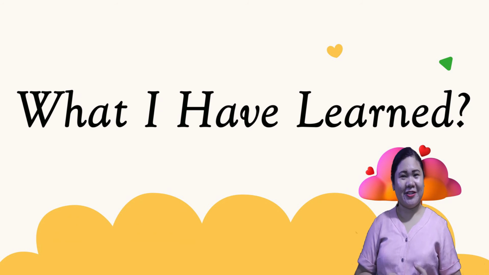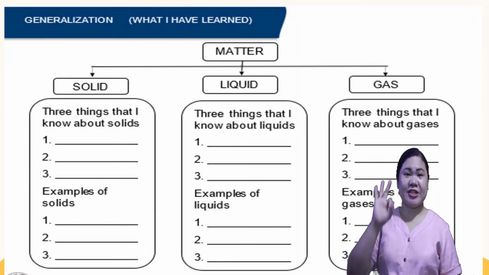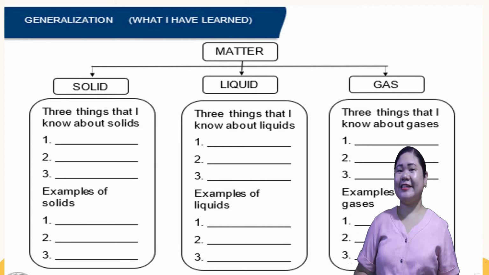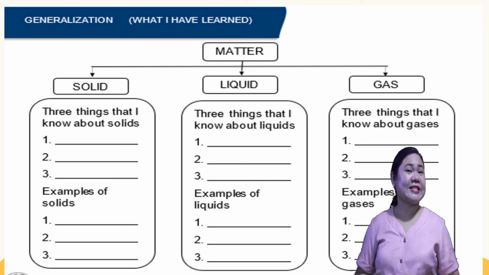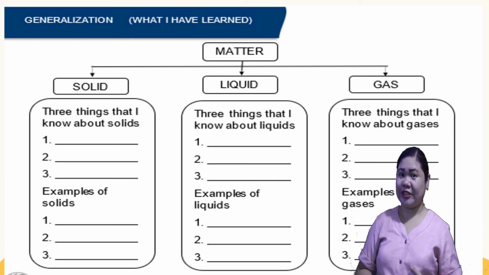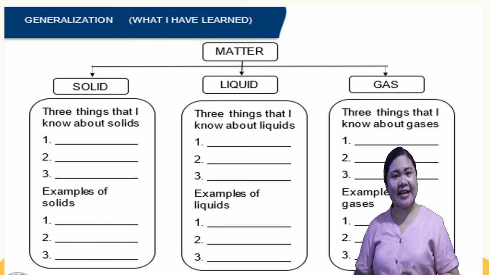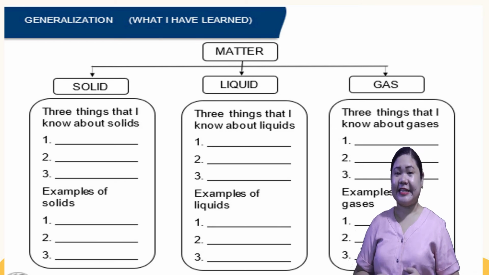What have you learned? You have learned that matter has three types: solid, liquid, and gas. Can you state three things that you know about solids, liquids, and gas? And give examples of them.